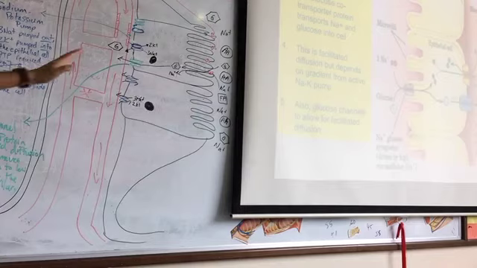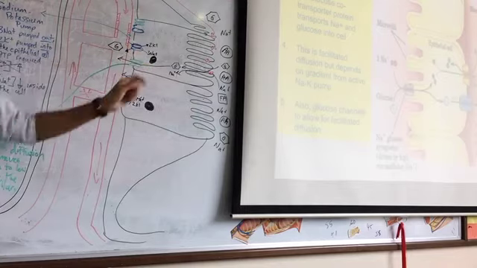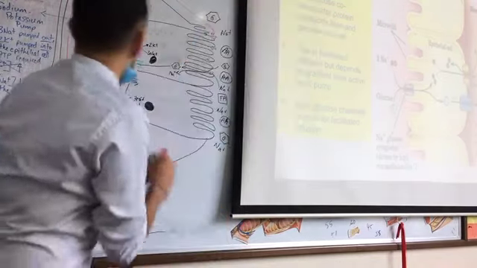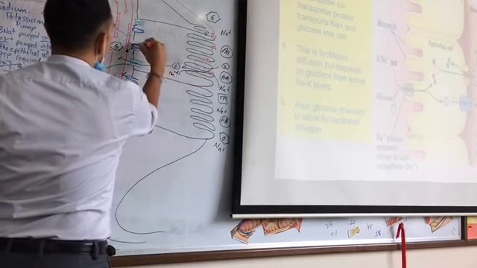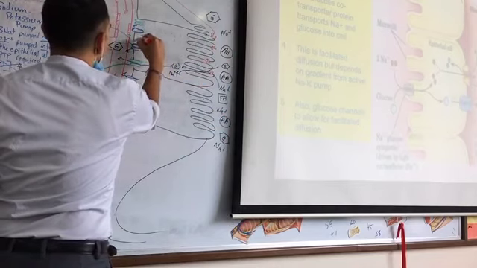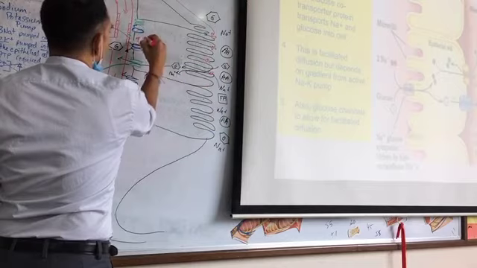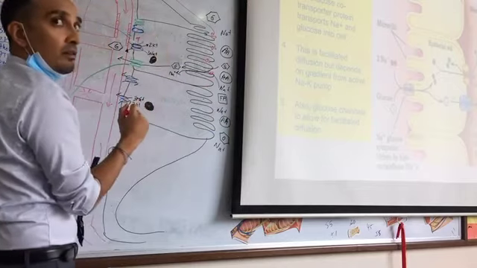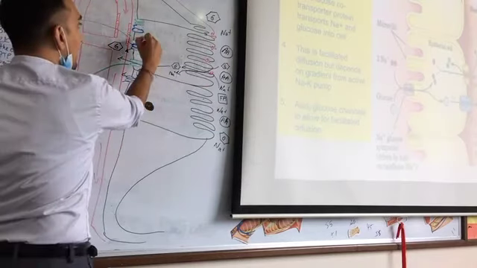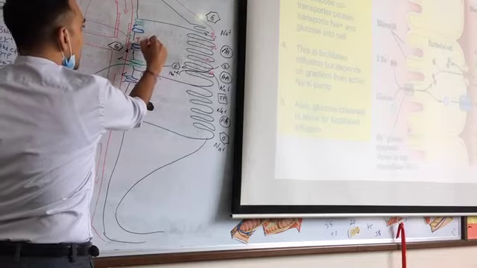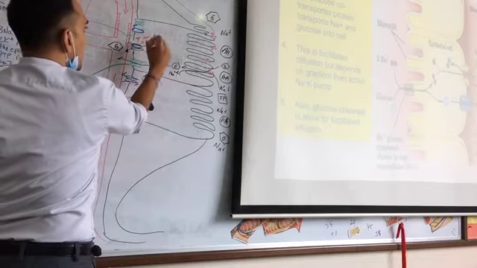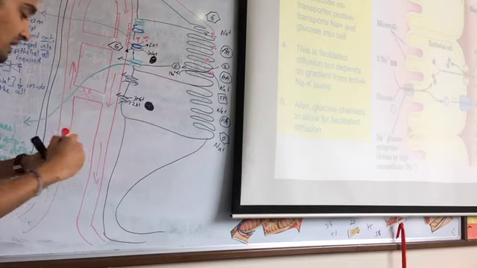Okay, so step-by-step process. Create a fake gradient. We have to input energy to do that. You could even add here that this uses ATP, right? ATP breaks down to what? ADP and P. Good. Don't worry about that.